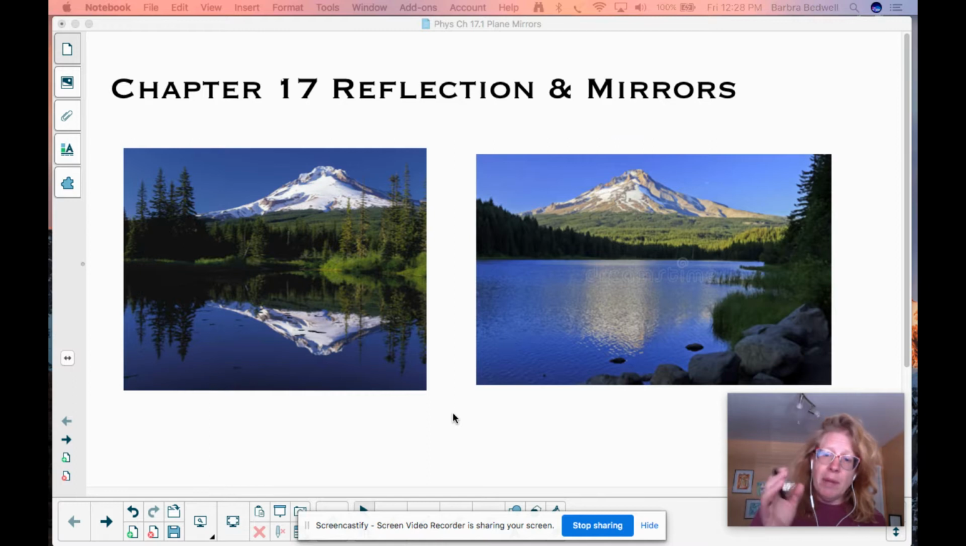So a couple of things to know about this unit. There's going to be a total of 4 videos. There's one video on this introduction section, and then I broke down chapter 17.2, the curved mirror section, into 3 different parts. So keep in mind that there's a total of 4. That will keep the videos individually a little bit shorter.